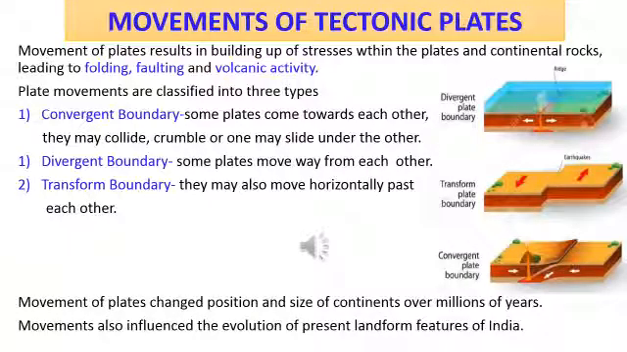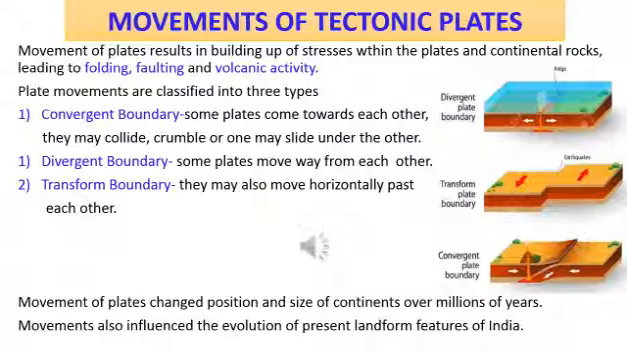Movements of tectonic plates. The movement of the plates results in building up of stresses within the plates and the continental rocks above, leading to folding, faulting, and volcanic activity. These plate movements are classified into 3 types. Number first is convergent boundary. Some plates come towards each other and form convergent boundary. They may either collide and crumble, or one may slide under the other.